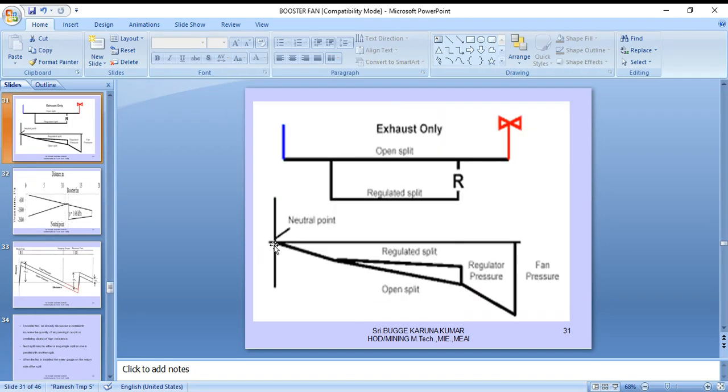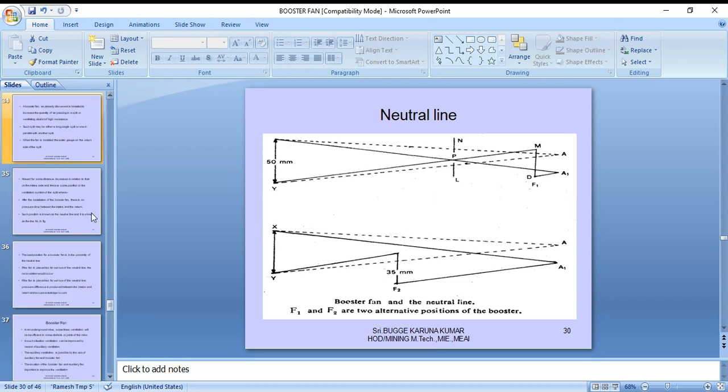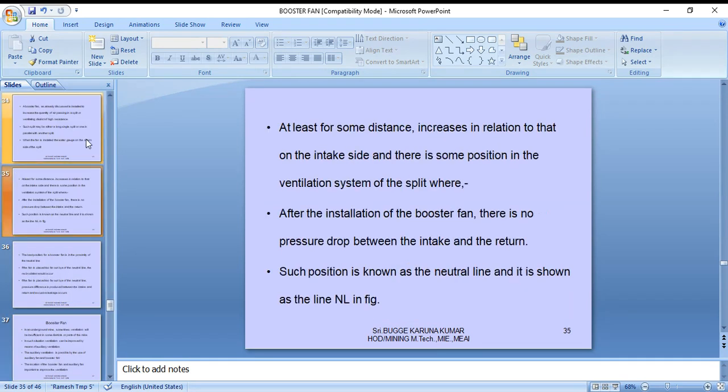And here, this is a neutral line where the pressure is not flowing. Here, this is a neutral point. So these are the points where the pressure drop is not happening. So that is the basic idea as far as the neutral line is concerned.